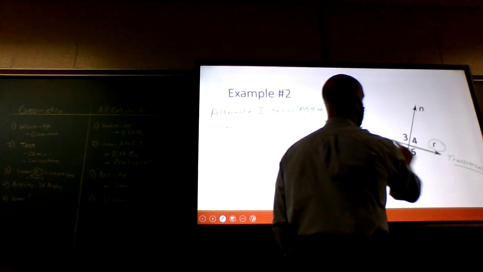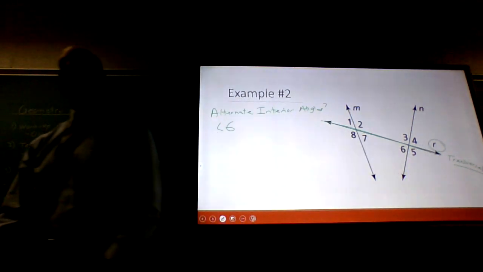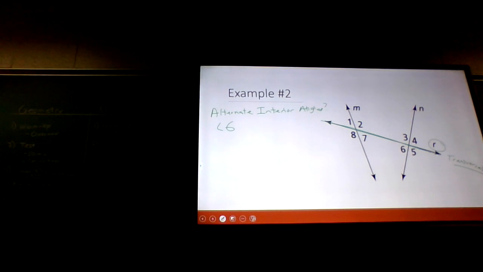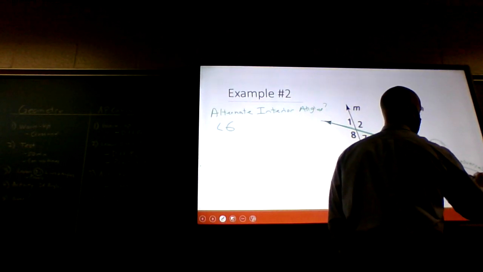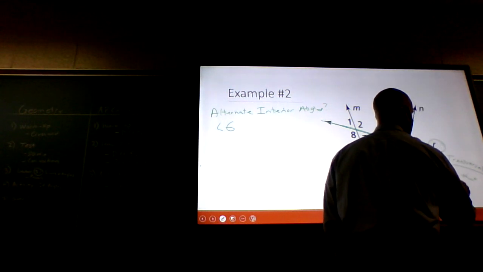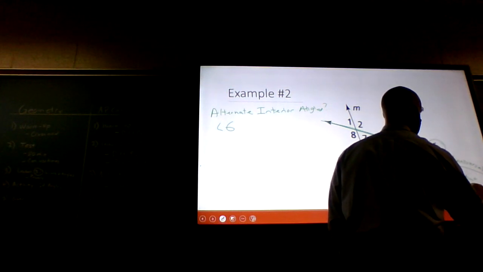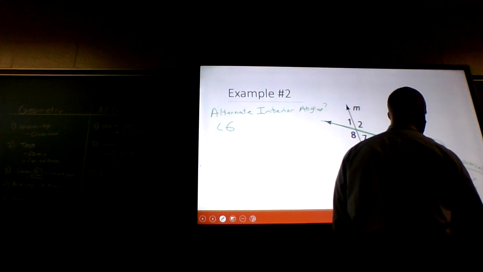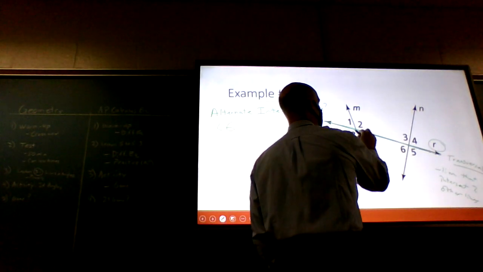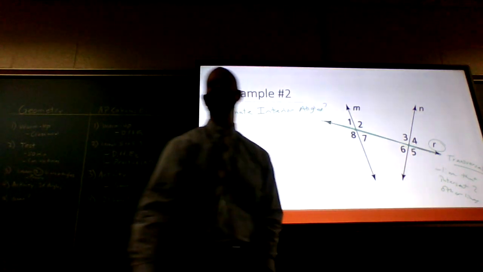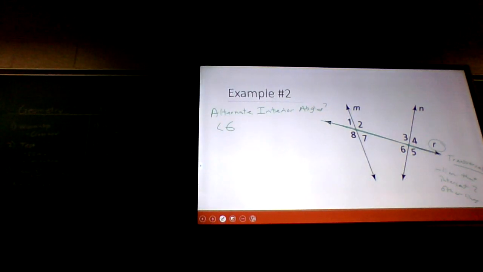Okay, this thing that I said is a transversal. All a transversal is, is a line that intersects two other lines. Would you agree that this line intersects this line and this line at those points? We're going to call that the transversal.